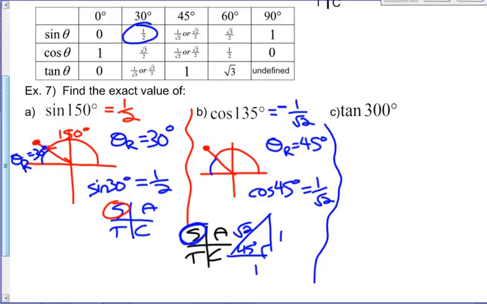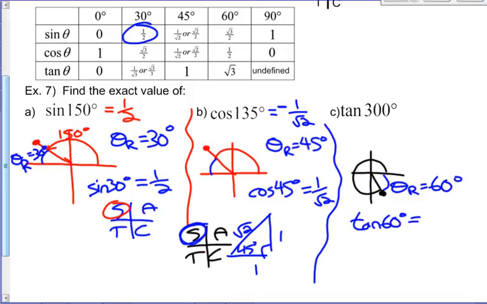Let's take a look at one last one. We want the tan of 300. So I'll draw the angle. It's going to be 360 minus 300, or a theta reference of 60 degrees. I ask myself, what is the tan of 60? I can use either the special triangle or my table to figure it out. The tan of 60 is root 3.